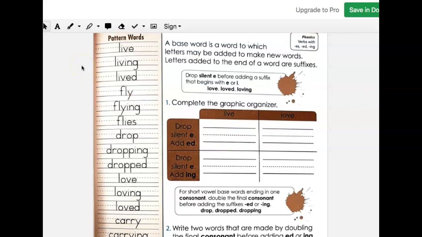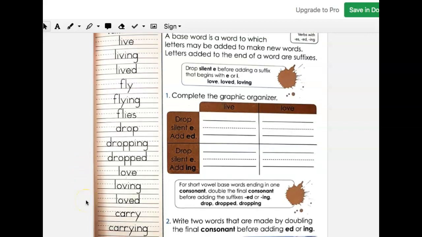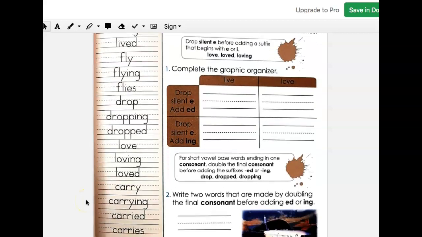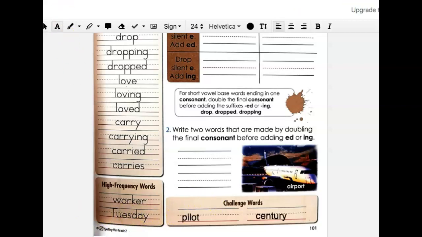Live, living, lift, fly, flying, flies, drop, dropping, dropped, love, loving, loved, carry, carrying, carried, carries. Your two high frequency words are worker and Tuesday. And your two challenge words are pilot and sentry.